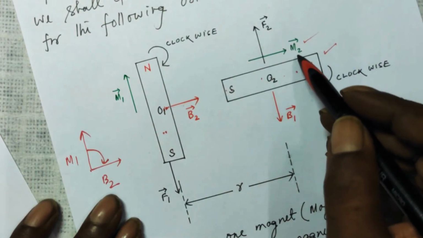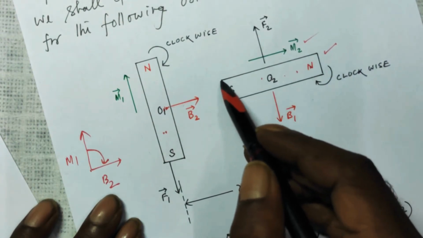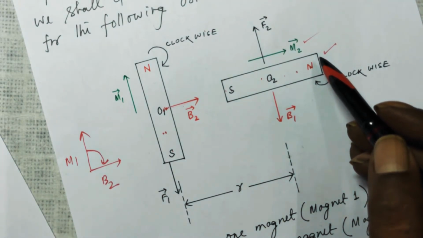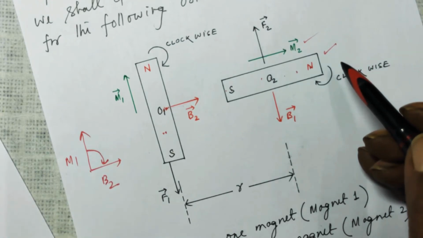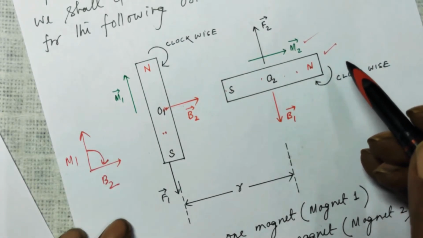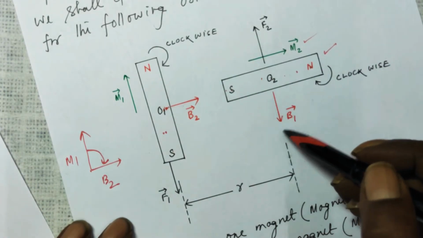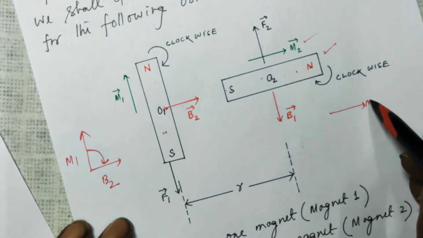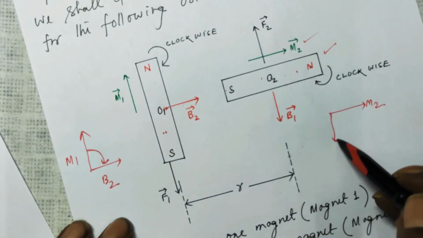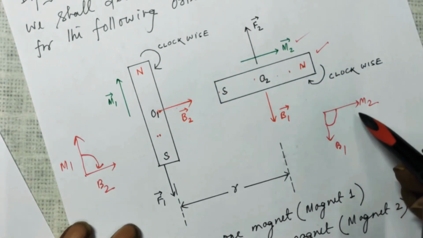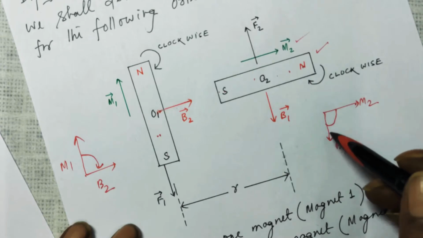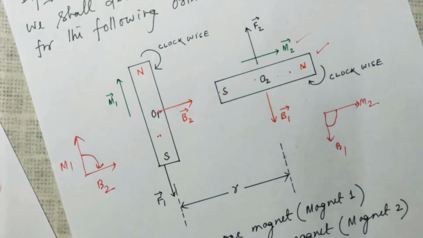Now let us look at the angle between m2 and B1. Look, m2, the magnetic moment of the second one, is to this side, and B1 is to this side. So the angle between them is 90, and m2 cross B will also be clockwise.